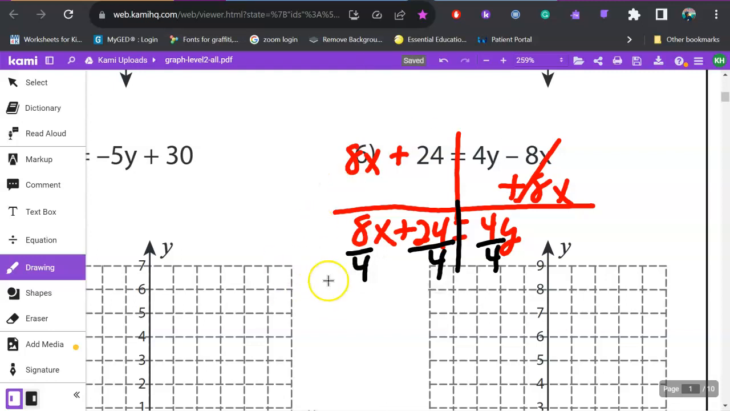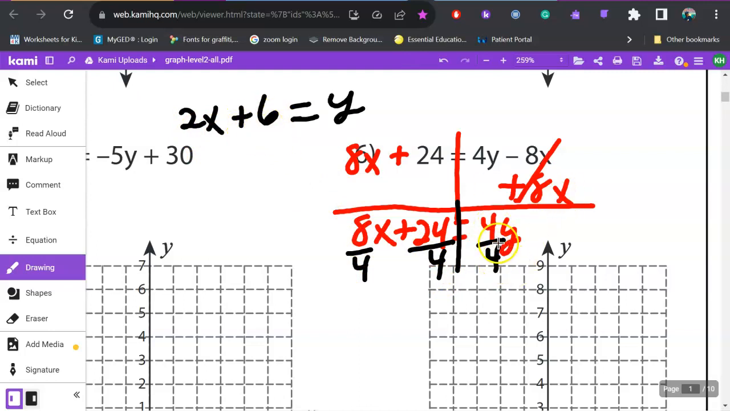Now let's reduce the fraction. 8 over 4, you know that's going to reduce to what? That's going to reduce to 2, right? I'm going to put that over here. So I have 2x. And then the 24 over 4 is going to reduce as well. That's going to be what? A positive 6. 24 divided by 4, that's going to be a positive 6. And then the 4 over 4, you know that's going to be 1, which basically equals my y. So I reduce that to make it look like this. 4 will go into 8 2 times, so 2x. 4 goes into 24 6 times, so a positive 6.